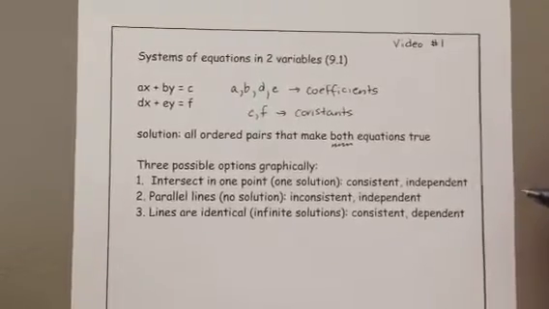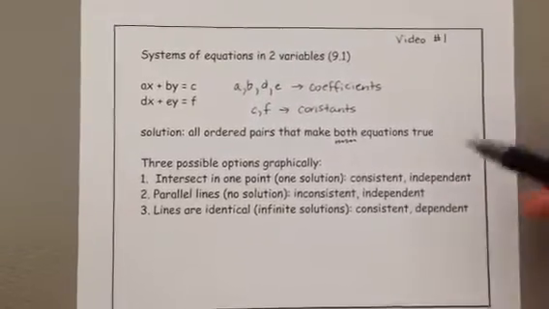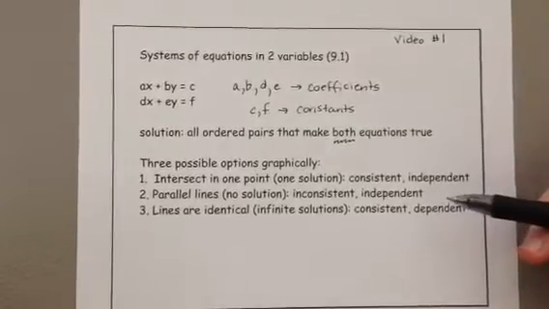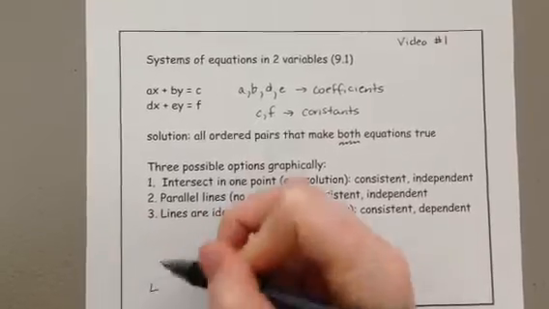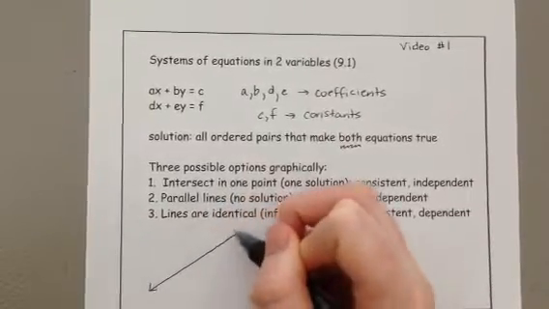Now, if we think about graphing two lines, that gives us three possibilities that we see listed here below. The first possibility is that the lines intersect at one point.